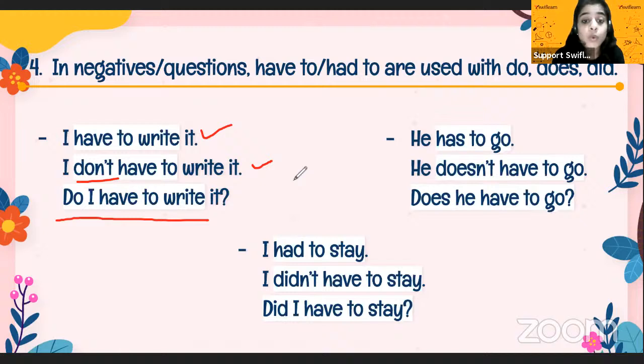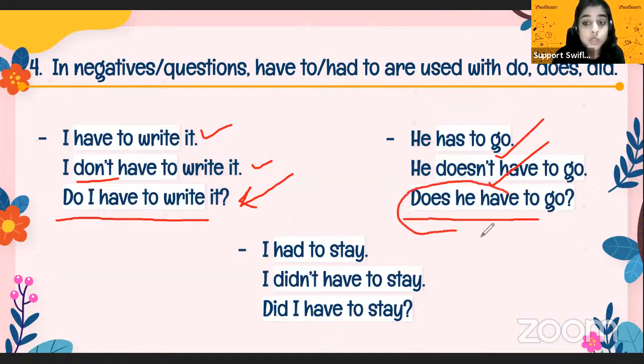So learn to make questions with the help of these helping verbs. You can also write them. He has to go. Positive. He doesn't have to go. Negative. Does he have to go? Question. In this way, you are going to use verbs to ask questions. I have seen children making mistakes in this. So I request you to please make notes of this so that you don't forget it later on.